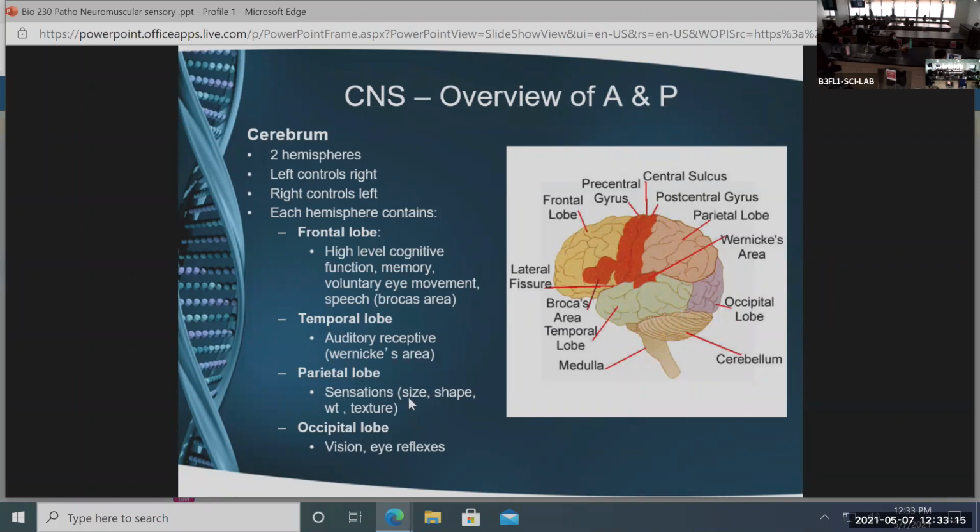Now we do have the frontal lobe: high level of cognitive functions, memory, voluntary eye movements, speech. That motor speech area is called the Broca's area. Okay.